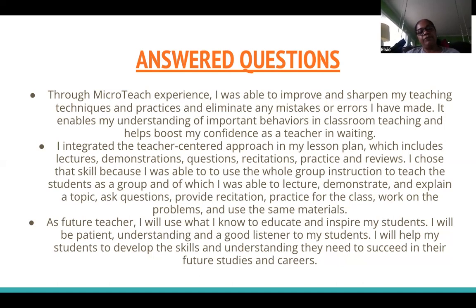What would I take as a future teacher, and how would I use what I've learned? As a future teacher, I will use what I know to educate and inspire my students. I will be patient, understanding, and a good listener to my students. I will help my students to develop the skills and understanding they need to succeed in their future studies and careers. And that's it. That's my PowerPoint. And I hope everyone enjoys it.